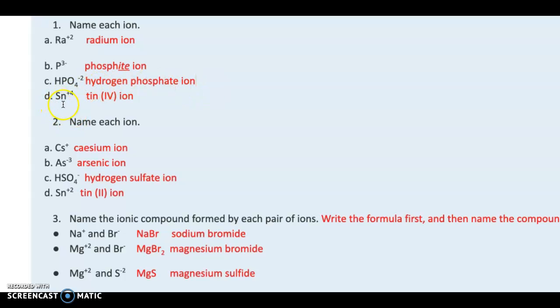You remember that tin can be 2 or 4. It's a transition metal. Therefore, you need to write the charge in parentheses in Roman numerals. So tin, parentheses, the charge is 4. You write 4 in Roman numerals, ion.